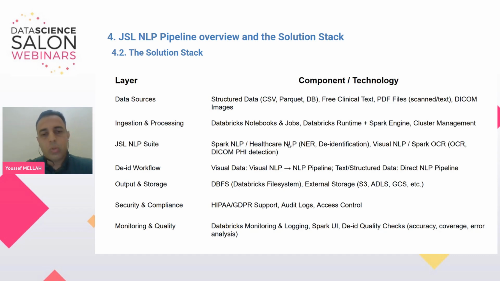For the monitoring and quality, in Databricks, we have the Databricks monitoring and logging. We can use Spark UI in order to monitor the quality and the resources. For the quality checks, we can check also the accuracy, the coverage, error analysis regarding which PHI are well detected, how can we improve the accuracy, and so on.